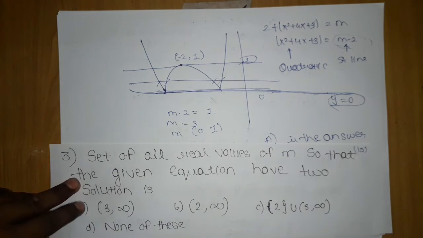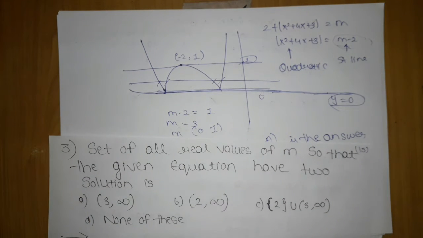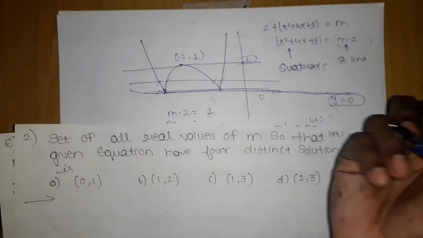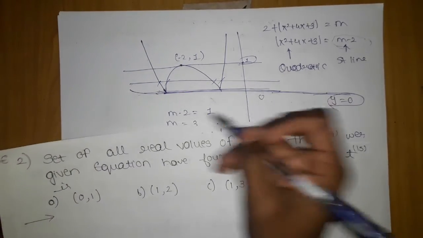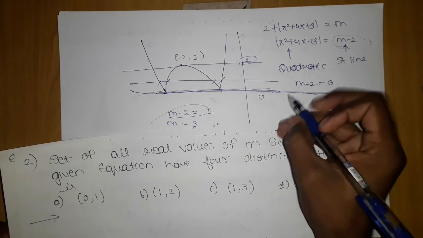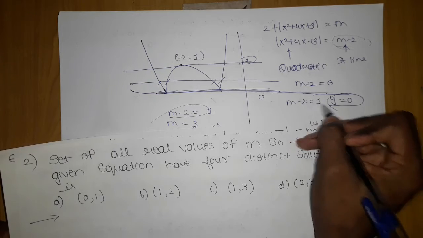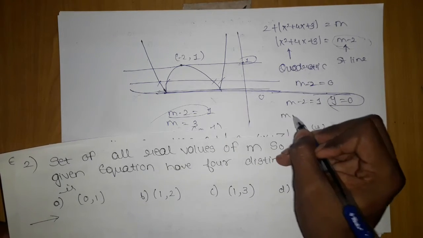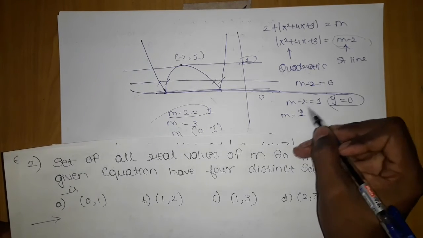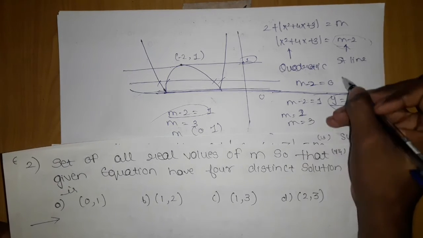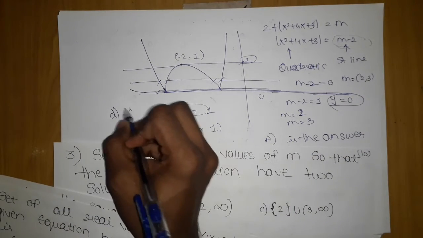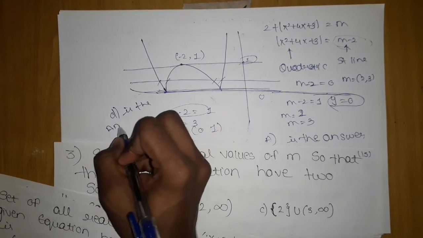Wait a minute. Listen, we didn't equate that part. So m minus 2 should be equated to 0. Further, m minus 2 should be equated to 1, because it should lie inside this. So m should be from 2 and from here 3. So here the answer will be m from 2 to 3. So D is the answer. Sorry, D is the answer. We forgot to equate that m minus 2.